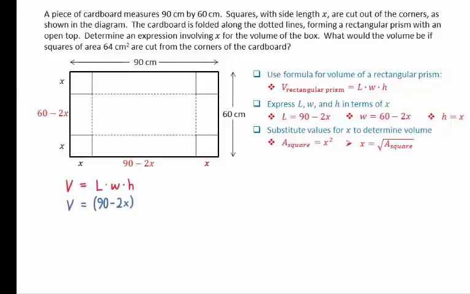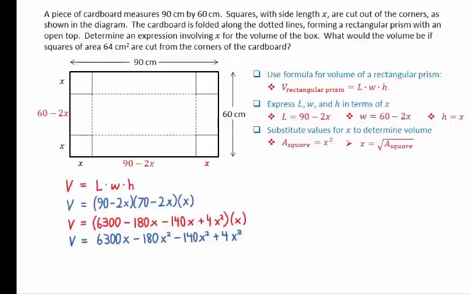Volume equals 90 minus 2x times 60 minus 2x times x. We can expand the first two binomials here using FOIL. The volume then equals 90 times 60, which is 5,400, 90 times negative 2x, minus 180x, negative 2x times 60, which is minus 120x, and negative 2x times negative 2x, positive 4x squared. This whole expression then still gets multiplied by x.